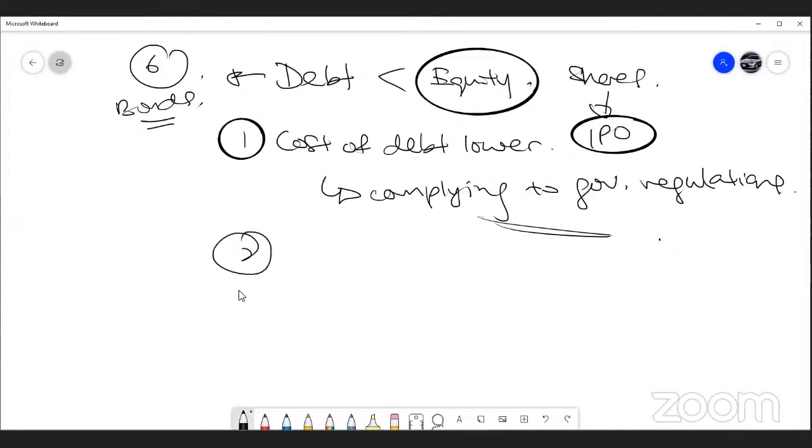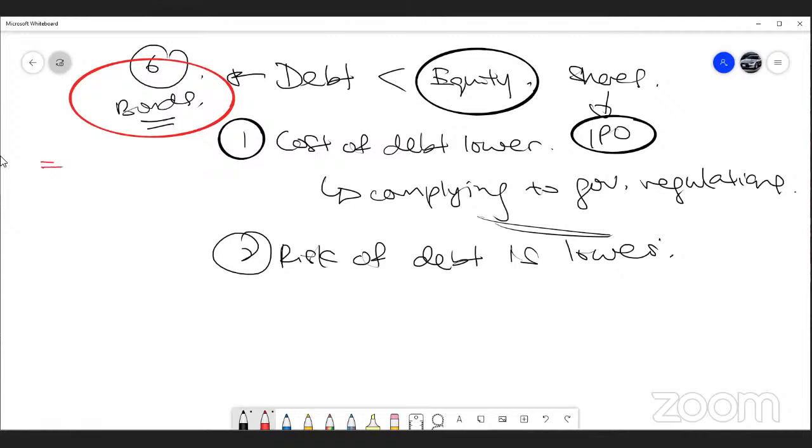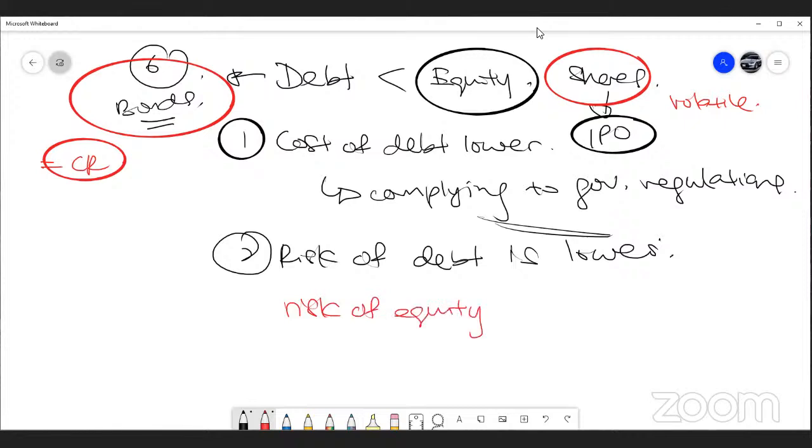Number two, the risk of debt is lower. As you all know, when you issue a bond, you give a coupon rate. This is the return to your lenders. You borrow money from them, you give them a promised rate, and it's fixed over a certain time until maturity. Shares, whereas, are very volatile. Share price fluctuates depending on supply and demand. So when there's fluctuation and volatility, the risk of equity is higher. When something is volatile, of course the risk is higher, right? Common sense, logic. When the risk of equity is higher, there is a potential of mispricing.